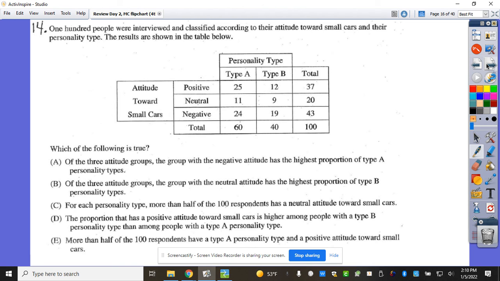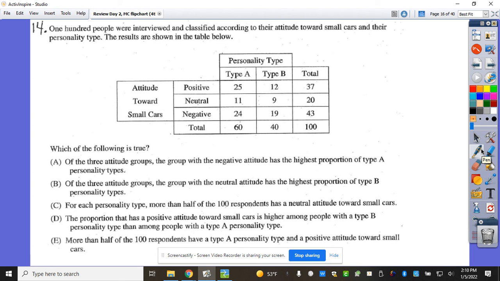So I'm going to start this one in a weird place, because I'm going to start with the ones where you don't have to do as much work and then kind of work backwards from there. It says 100 people were interviewed and classified according to their attitude towards small cars. So there were 100 total people. If you want to look at it separately, 60 of them had type A personality, 40 had type B, 37 said positive attitude, and so forth.